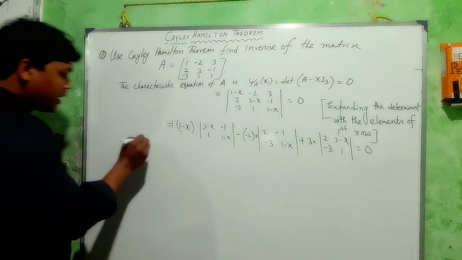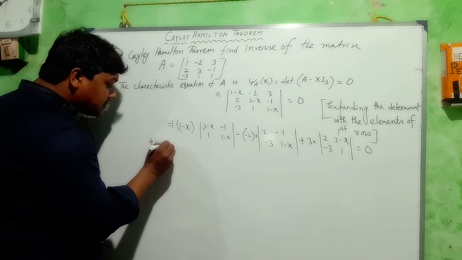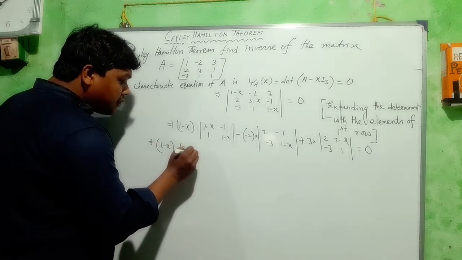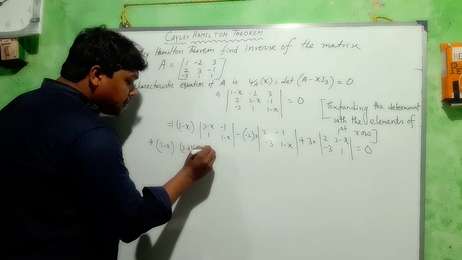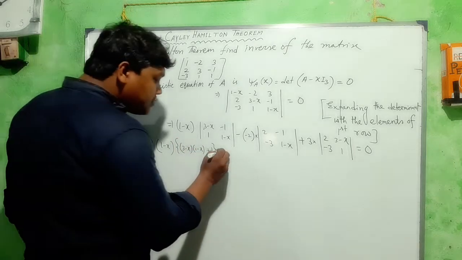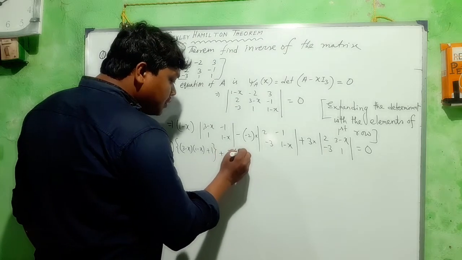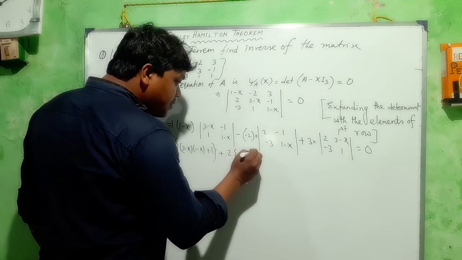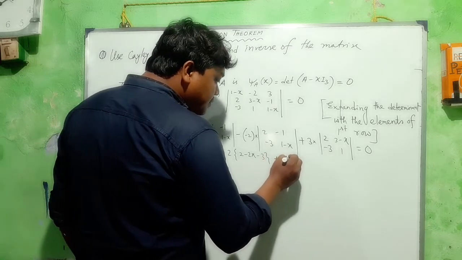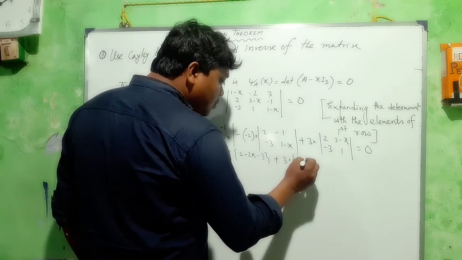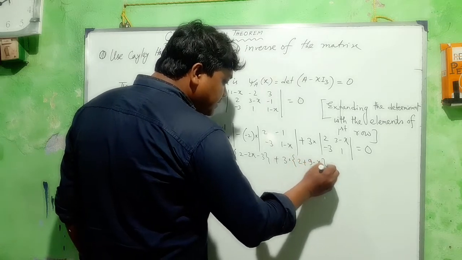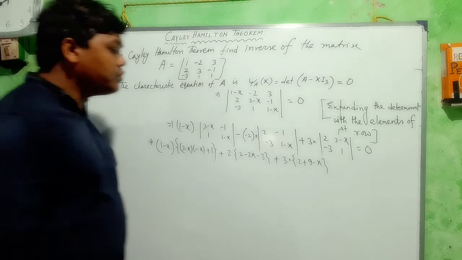So now we have to calculate 1 minus x, 3 minus x into 1 minus x plus 1, and minus 2 minus 2 plus 2, 2 minus 2x minus 3, plus 3 into 2 plus 9 minus x equals to 0.